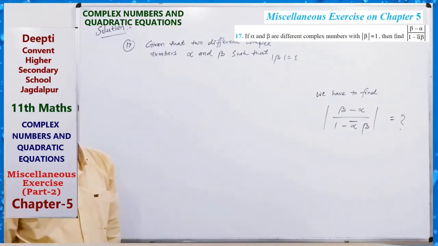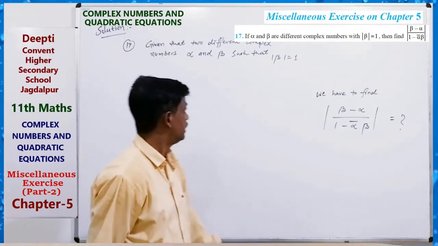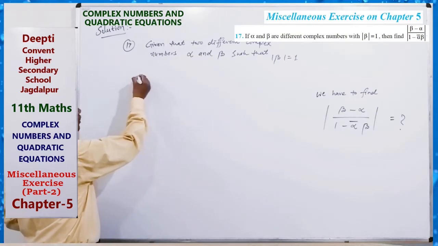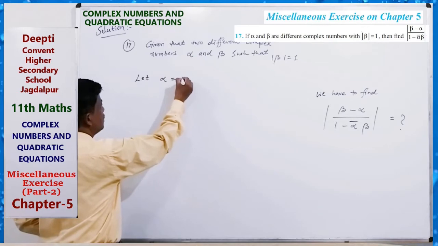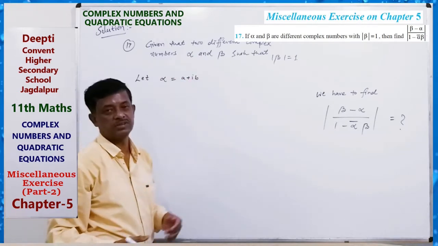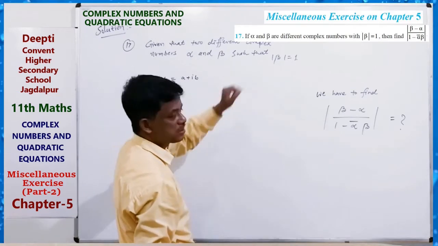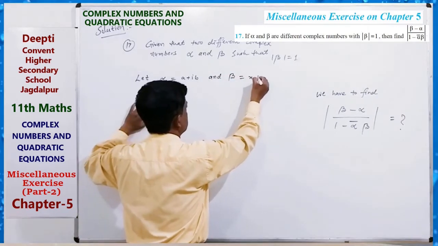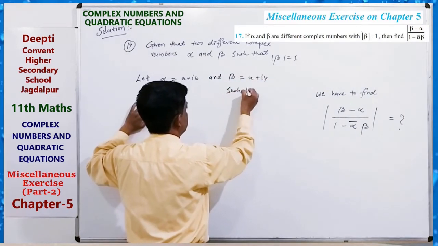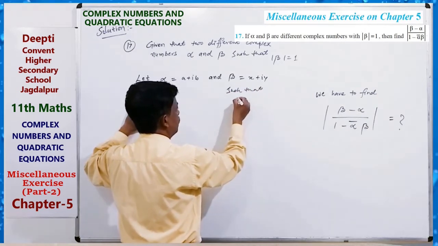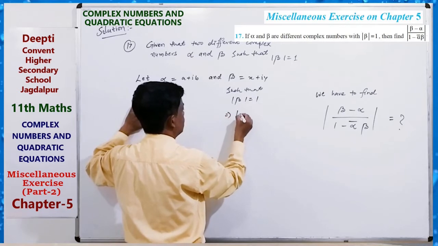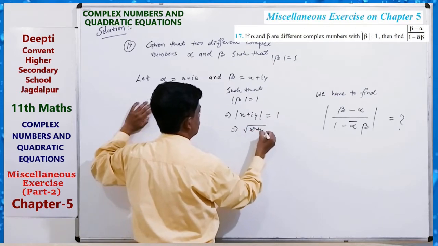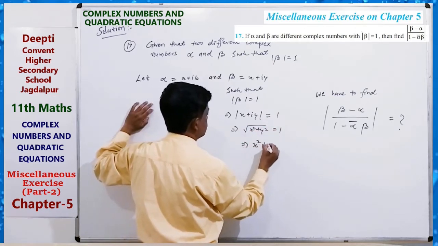What is this? We have to find the value of this. Okay, so here alpha and beta are different complex numbers. Let alpha equals a plus ib, and beta equals x plus iy, such that mod beta equals 1, which implies mod of x plus iy equals 1, which implies root of x square plus y square equals 1, so x square plus y square equals 1.